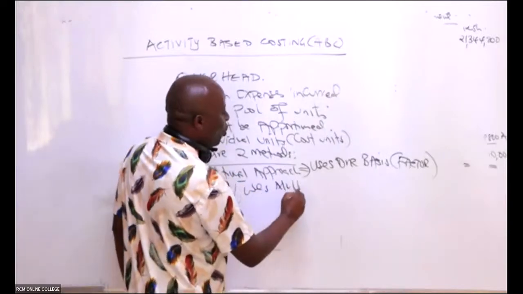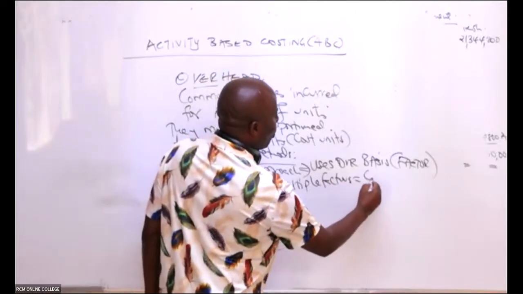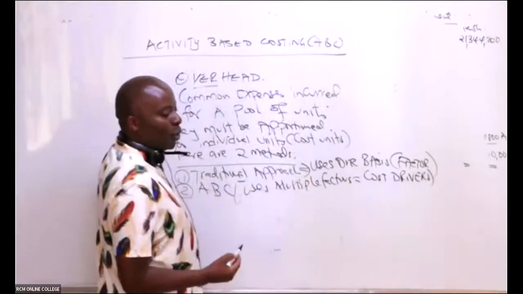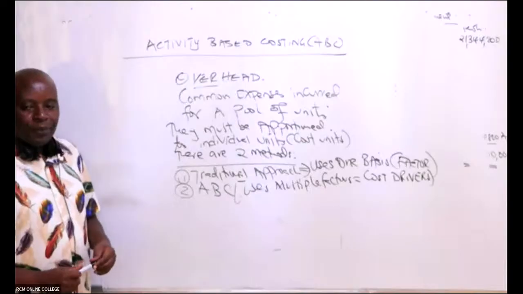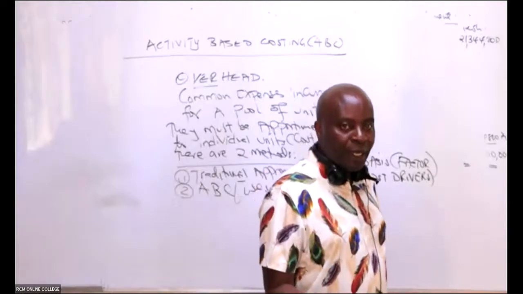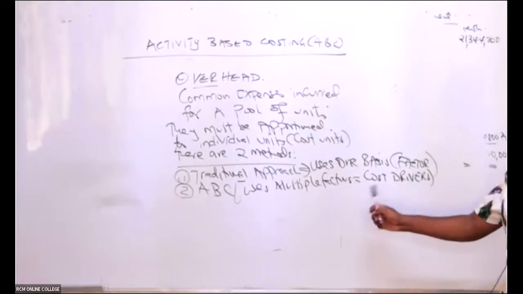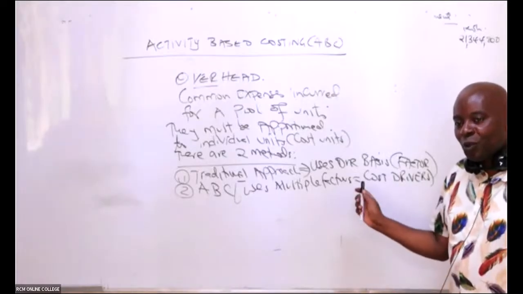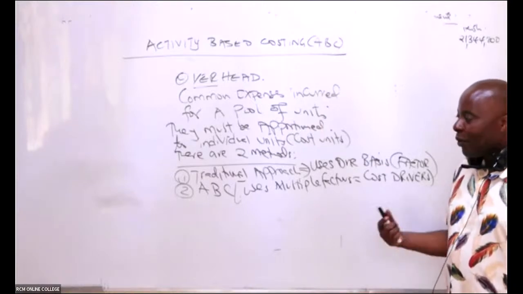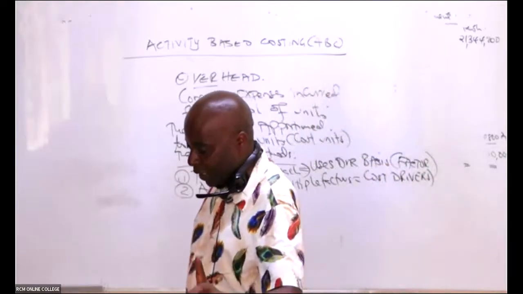uses multiple factors, what we call cost drivers. So they will ask you the difference between the traditional absorption or apportionment approach vis-a-vis ABC. ABC makes use of what here? Multiple factors or multiple cost drivers, and that is why it is an accurate method of estimating costs. Whereas the traditional method basically uses only one cost driver.